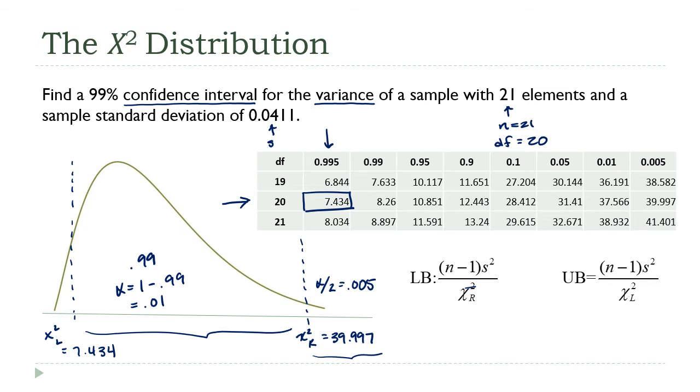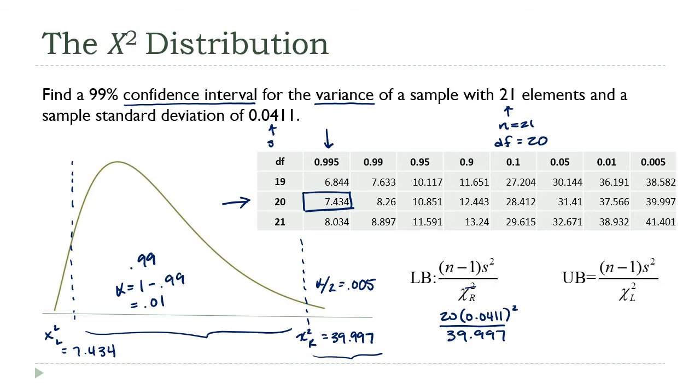And now it's just arithmetic. Put these numbers into our formula. N minus 1 is 20 times 0.0411 squared. And here you need to be careful. Be sure you grab the right one. I need the right-hand value. That's 39.997.